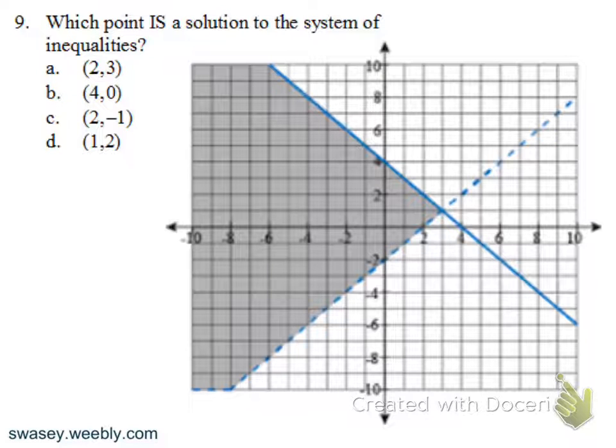Number 9, we're going to plot each of these points. All right, so we have a point at 2, 3. So from the origin, go to the right 2 up 3. Put a point. It's not in the shaded region, so it's not a solution. Second one, point at 4, 0. Even though it's on a solid line, it's not within the shaded region, so it's not a solution.